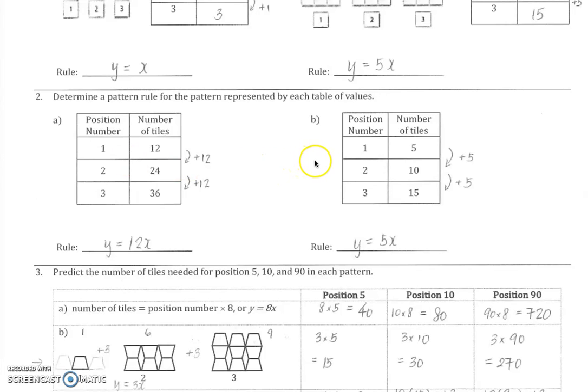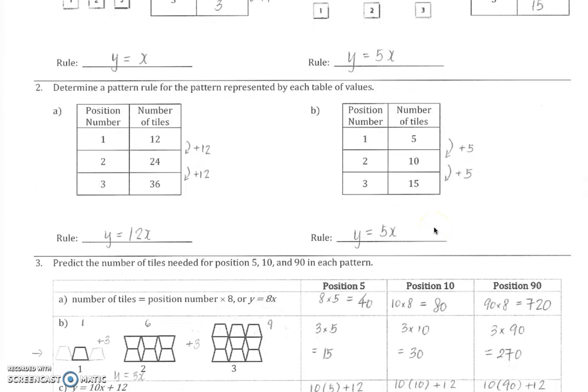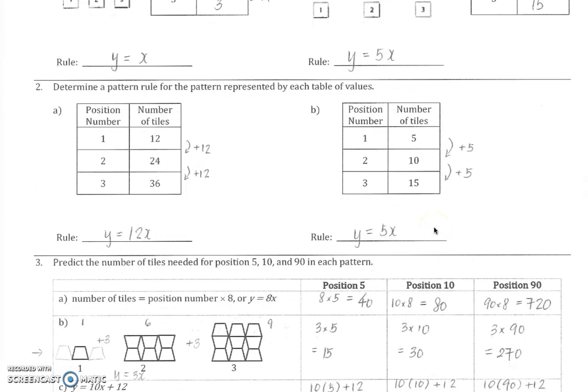B. So in this table of values, the number of tiles increases by 5 each time, from 5 to 10 to 15. And we notice 5 times 1 is 5, 5 times 2 is 10, 5 times 3 is 15. So we know the pattern rule is y equals 5x.